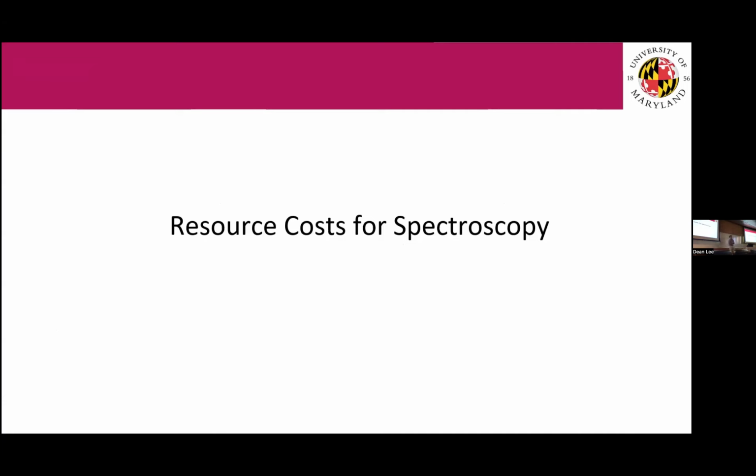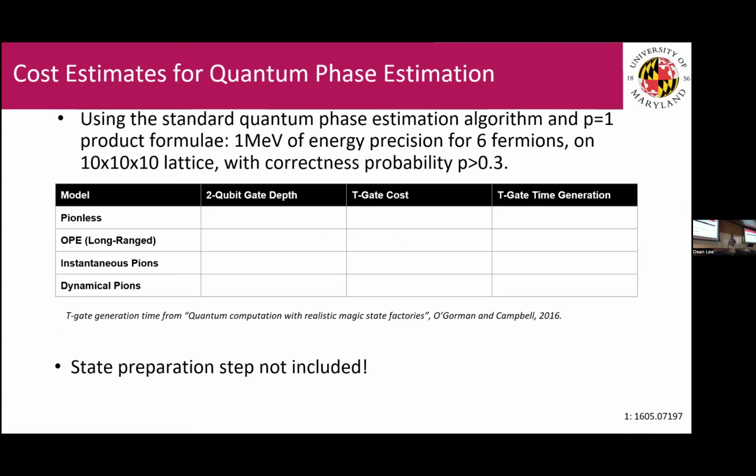And so at this point, I'm going to present the main results from the paper, and look at how feasible this stuff is on a quantum computer. So these are the resource estimates you need to do quantum phase estimation using the p equals 1 product formula, the truncating stuff I talked about earlier, to get a 1 MeV precision estimate on a lattice with 6 fermions on a 10 by 10 by 10 lattice with a correctness probability of 0.3. That's kind of arbitrary, and changing that correctness probability doesn't change much.